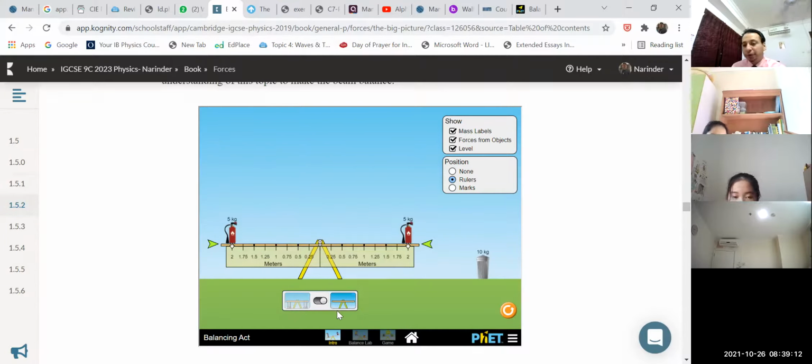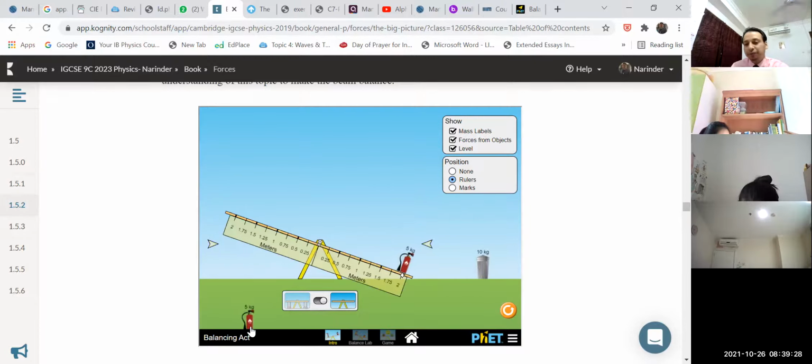You can see that the beam is in balance. Why is it balanced? Because the resultant of the turning effect is 0. The anti-clockwise moment is equal to the clockwise moment. Both are at the same position, so their turning effect is 0. But if I remove this one, it is not in balance, because on the left hand side there is no weight.